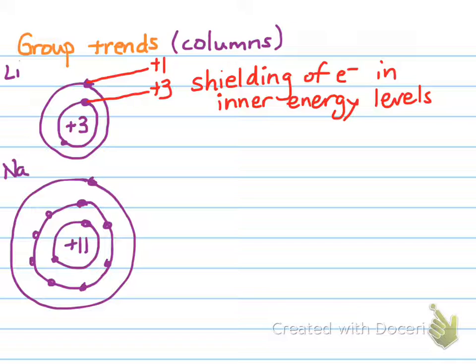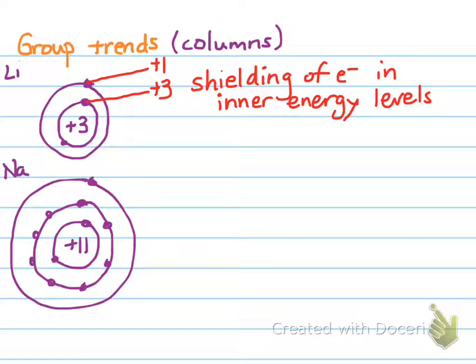And because the first energy level in lithium has 2 electrons in it, the shielding is 2. So the +3 charge is reduced by 2, leaving that electron in that highest occupied energy level to feel a pull from the nucleus of +1.